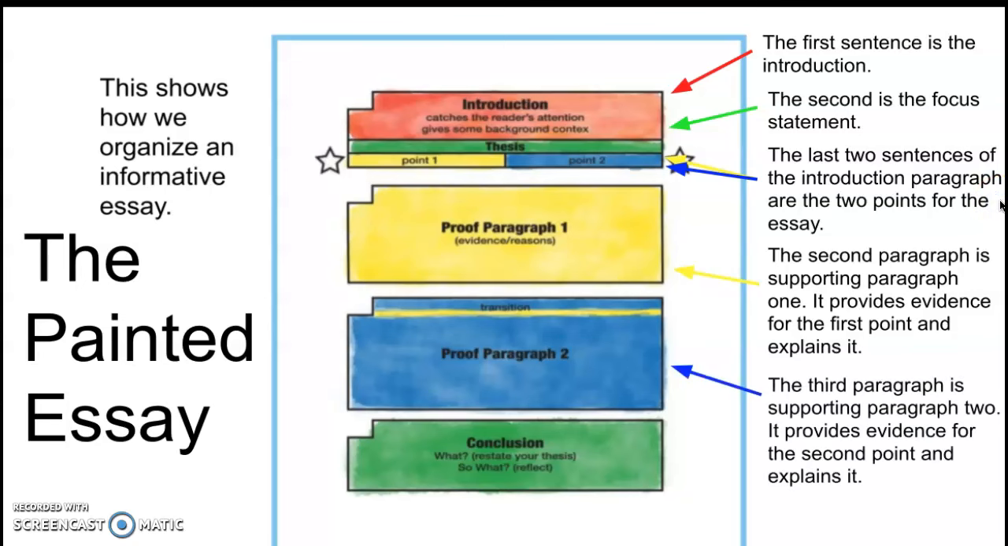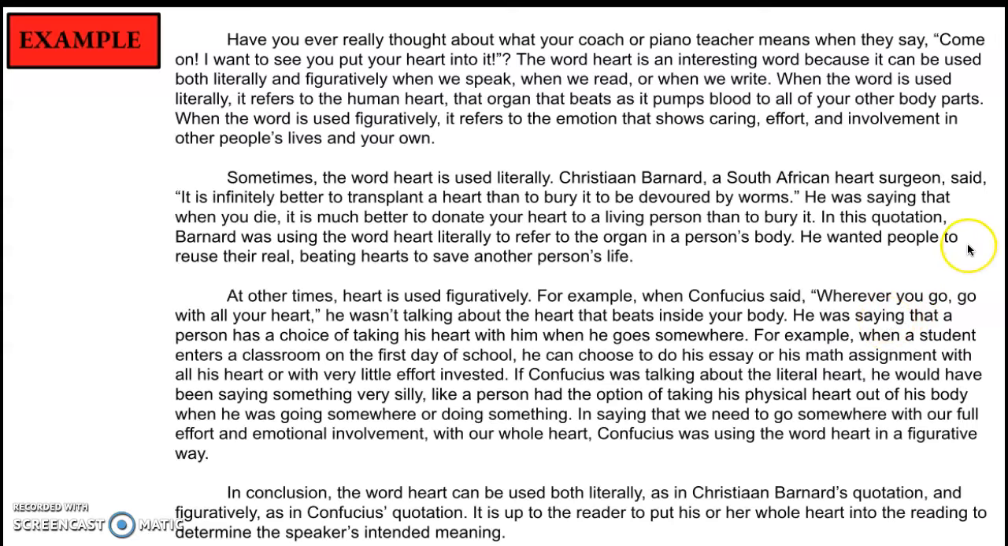The third paragraph is supporting paragraph 2. It provides evidence for the second point and explains it. The final paragraph is the conclusion. Let's look at an example. Follow along as I read aloud.